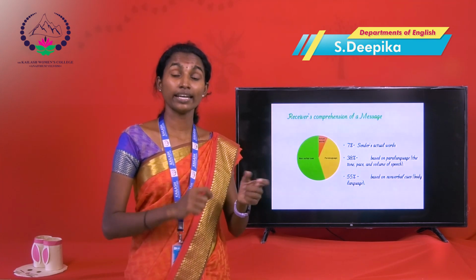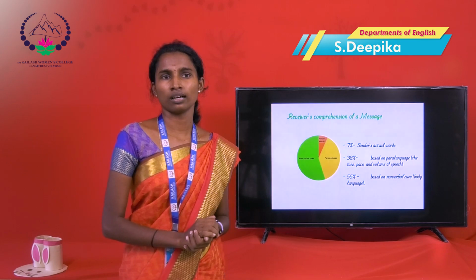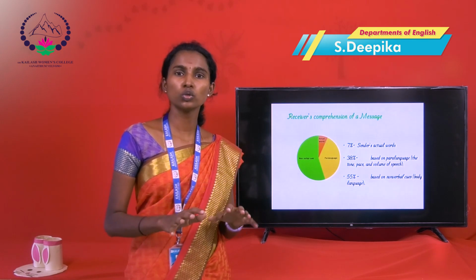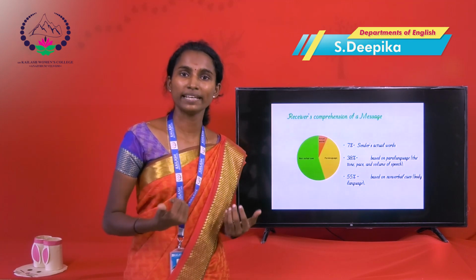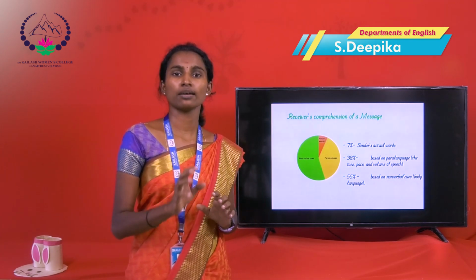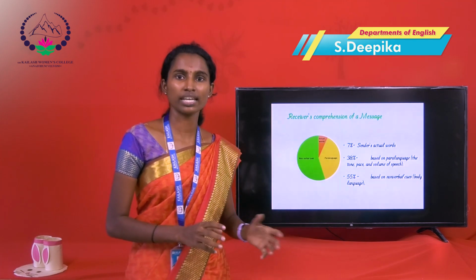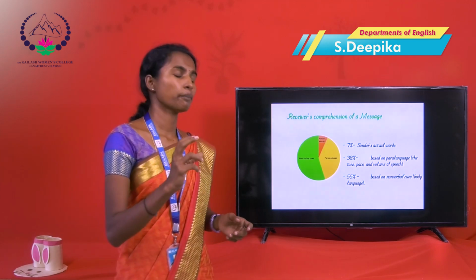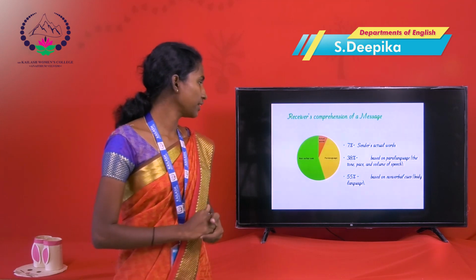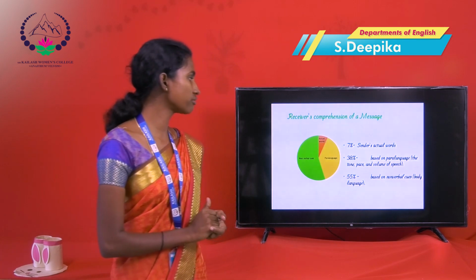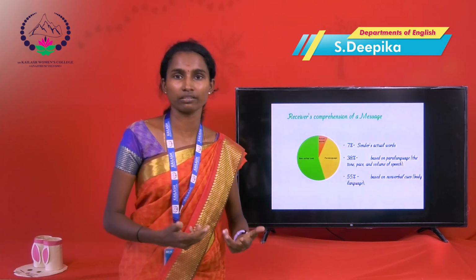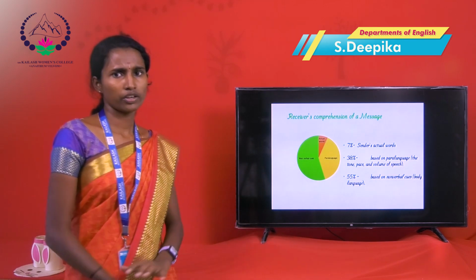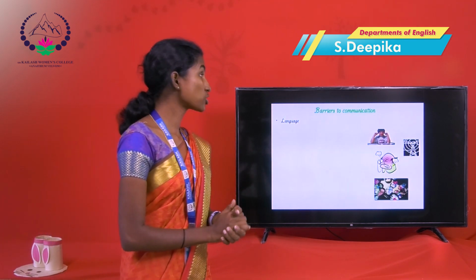But alternatively, we watch English movies, right? We do not know English completely, but by watching the emotions and expressions of the actors, we can understand what is going on on the screen. That is the important thing. The tone makes the meaning perfect. And 55% is based on non-verbal cues, that means our body language. So these are all the important parts of the pie chart. In the next slide, we are going to discuss barriers to communication.